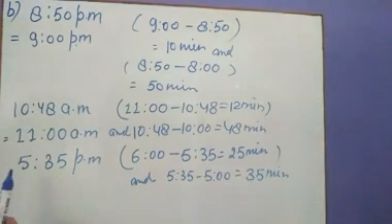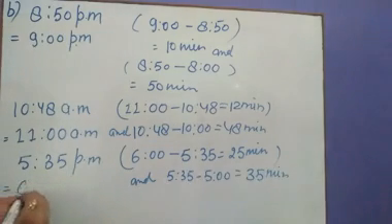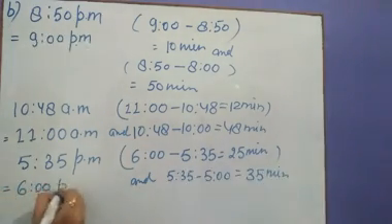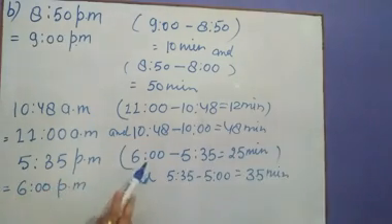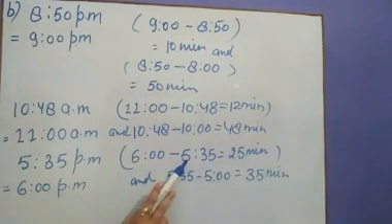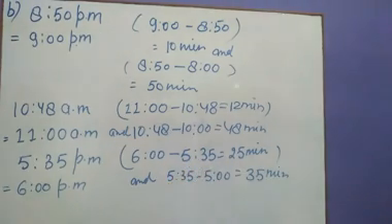Next is 5 hours 35 minutes. It is rounded up to 6 hours. Because the difference between 6 hours and 5 hours 35 minutes is 25 minutes, and the difference between 5 hours 35 minutes and 5 hours is 35 minutes. So 5 hours 35 minutes will be rounded up to 6 hours, that is 6 p.m.